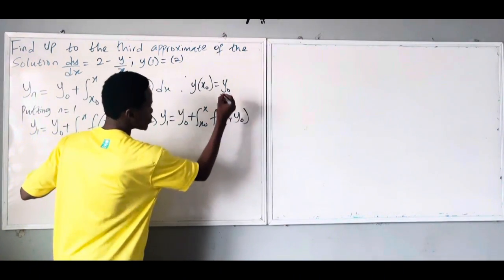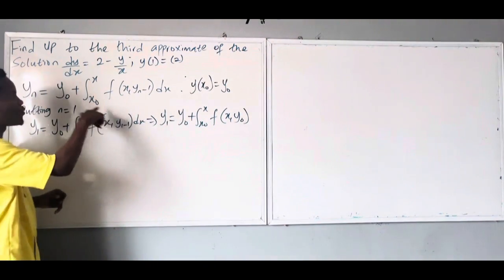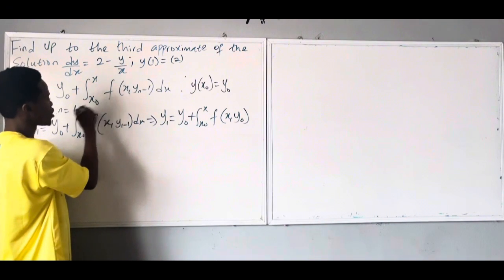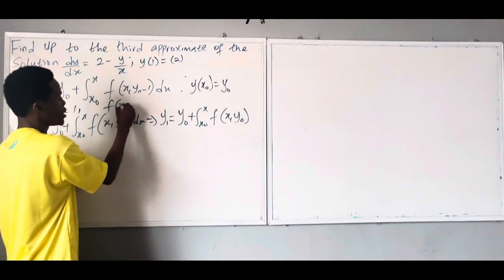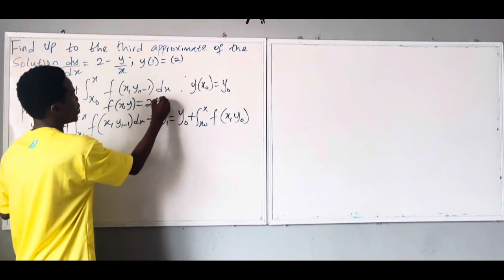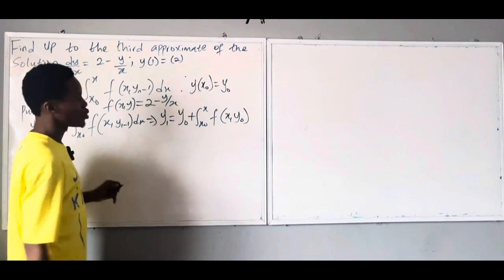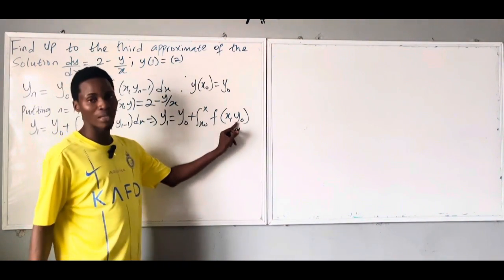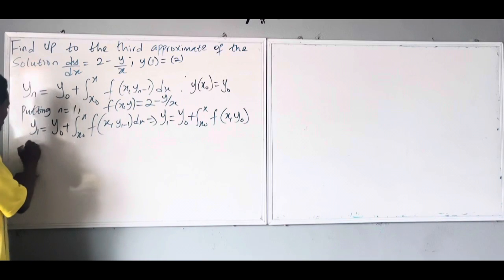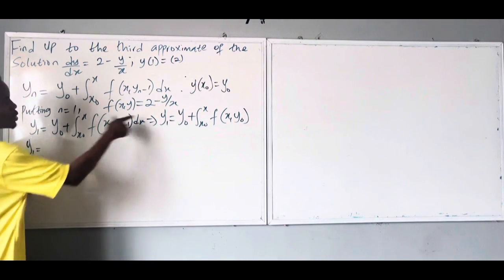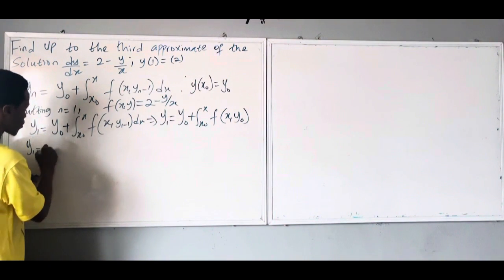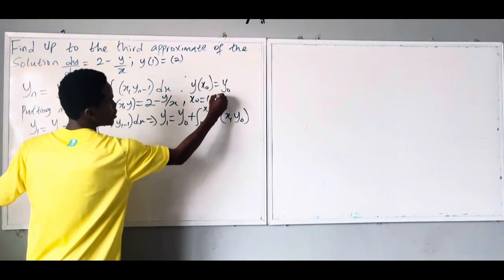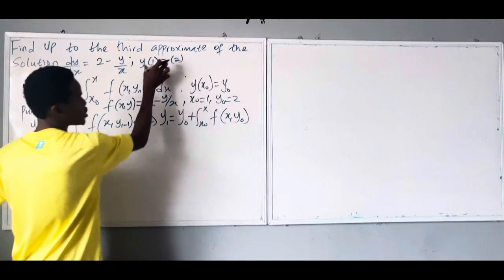Remember from here, we have been given our f of x, y. So our f of x, y is 2 minus y over x. So we now have f of x, y naught. It means whenever we see y, we are going to replace that with y naught. So we are going to have y1 is equal to, what's our y naught already? Our y naught already is 2. S naught is 1, then our y naught is 2. This one gives us this.